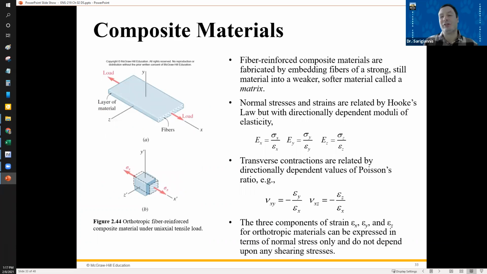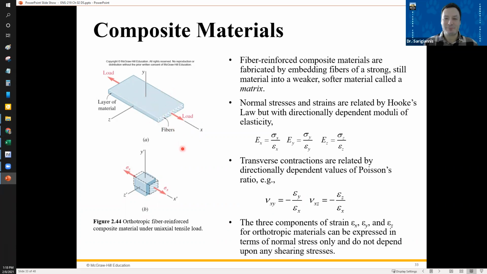All right, so composite materials. Like I was saying, you're going to run into them, particularly with concrete, probably one of the most common ones, and fiberglass. Anyway, fiber composite materials: you've got strong fibers and a softer or weaker material called the matrix. So here's your matrix, here's your fibers.